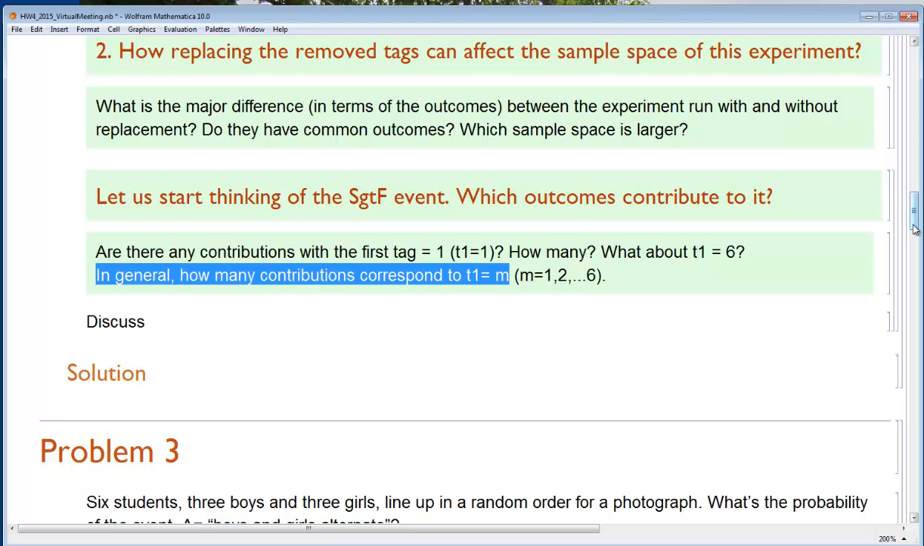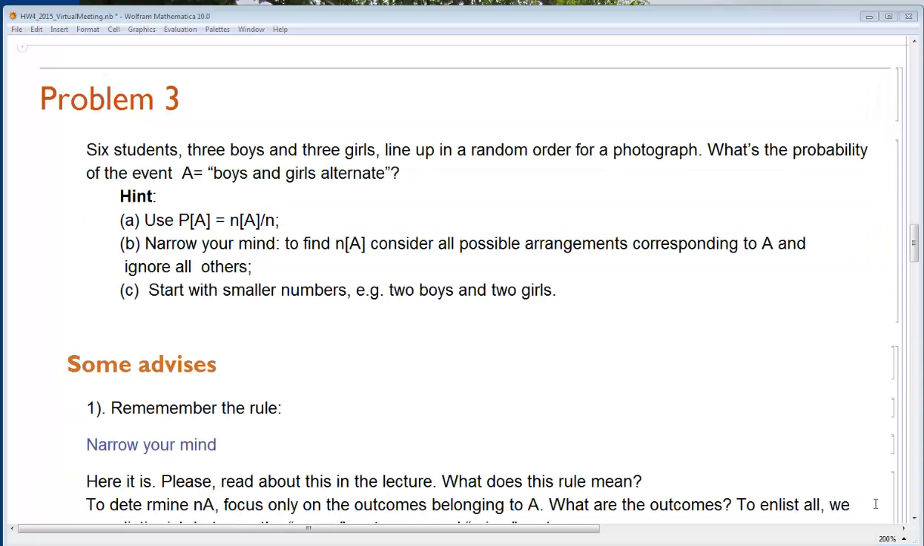Okay, problem 3. 6 students, 3 boys and 3 girls, line up in a random order for a photograph. What's the probability of the event A, boys and girls alternate? Hint: please use the formula for the probability of the event A equals number of outcomes belonging to the event A over the total number of outcomes. And our further discussion will be mostly about how to find the number of outcomes belonging to the event A.